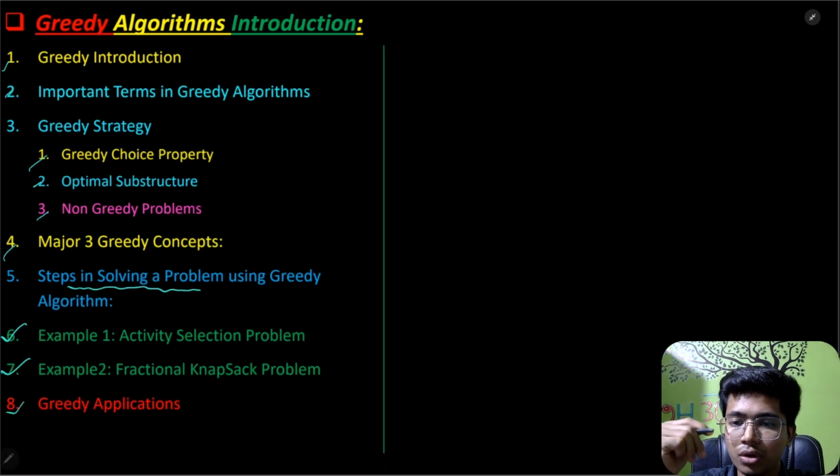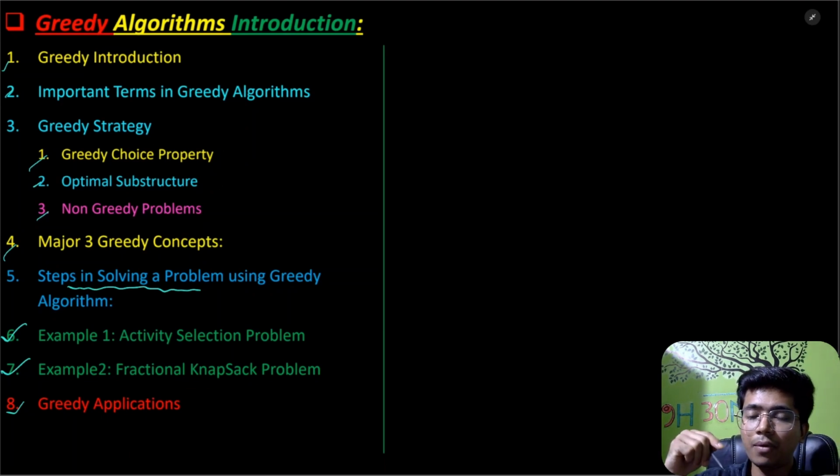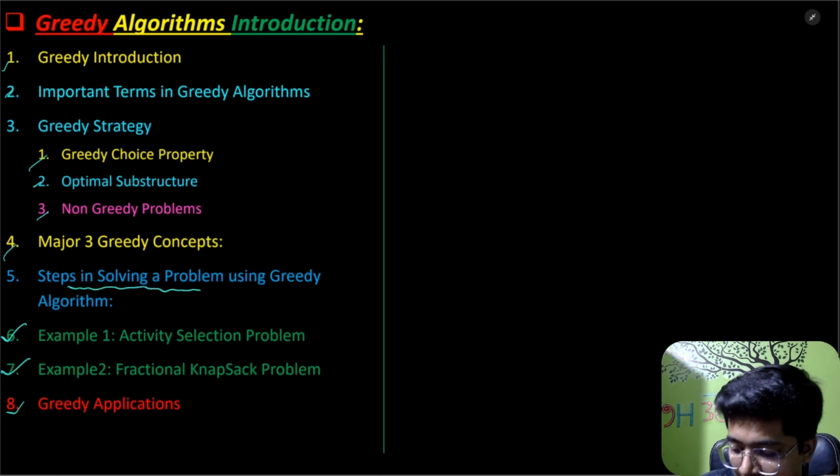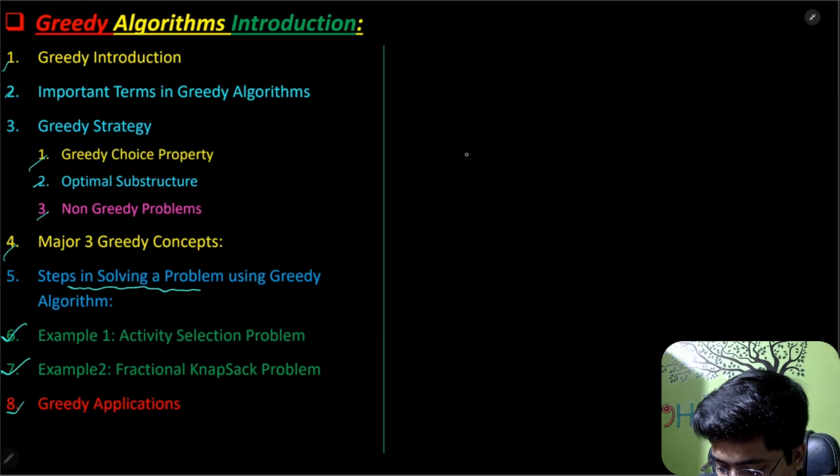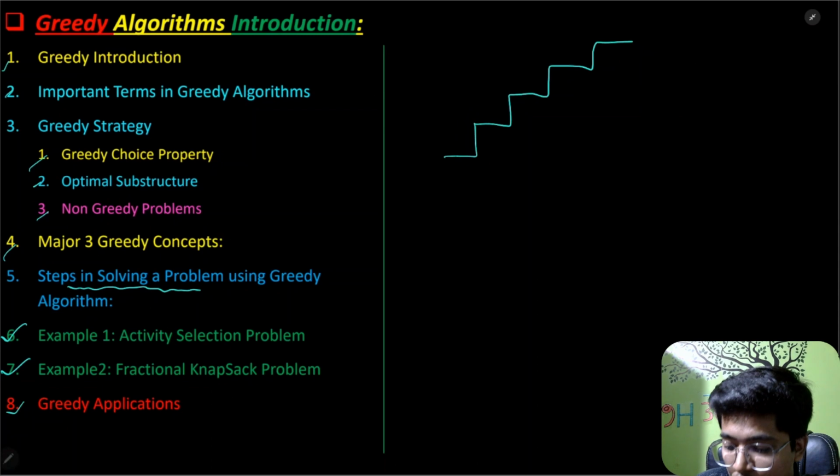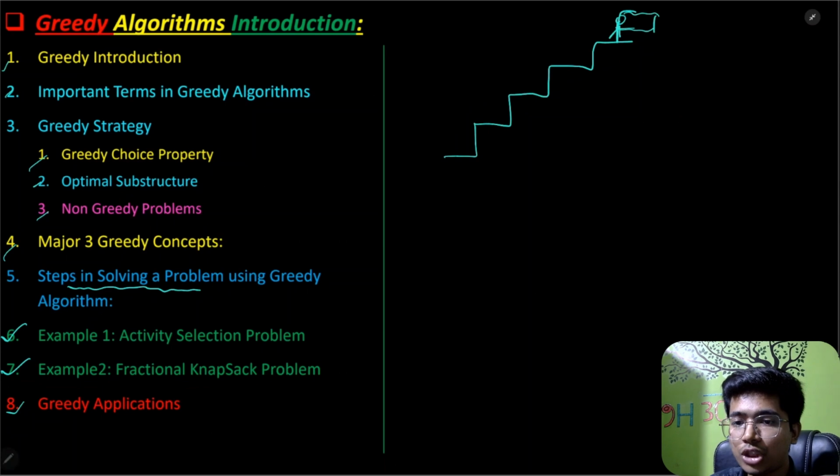So what is greedy algorithm? It is the algorithm where the optimal decision comes because of all the step by step decisions. Let's understand from this. Suppose there is a stairs and our main goal is to reach the top, where we will be hosting our flag. Our main goal is to reach there.